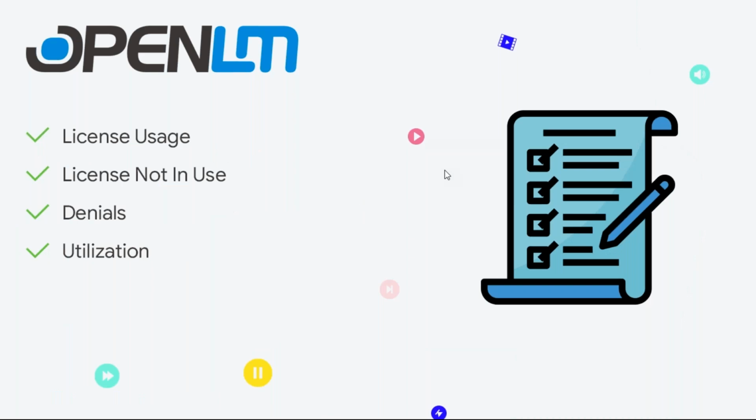So we'll be taking a look at the license usage report, the licenses not in use report if we get to it. We'll see the denials report, and we'll see the utilization report. Lastly, we will see the reporting hub extension, just to show where the reports of OpenLM can go.